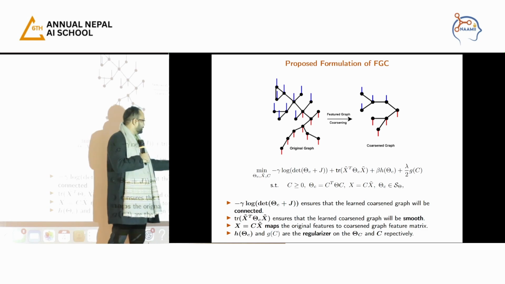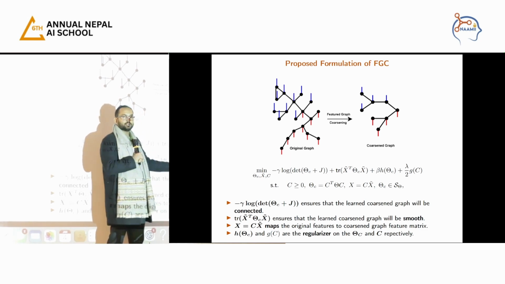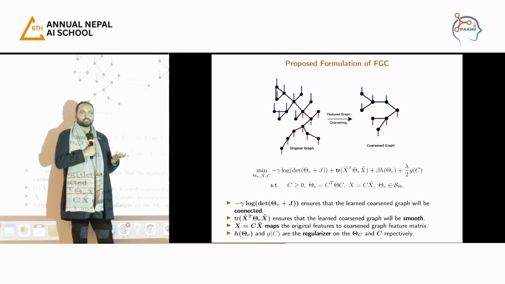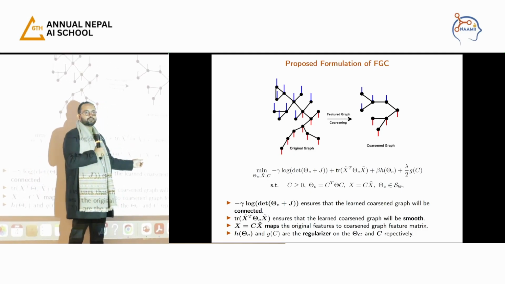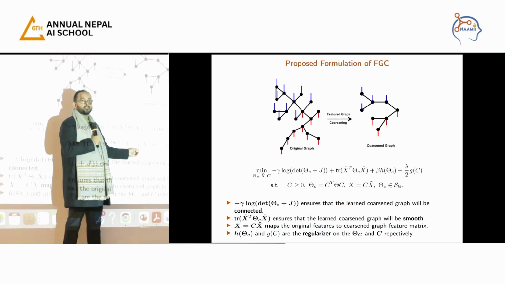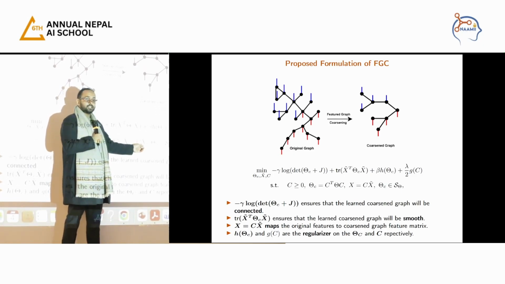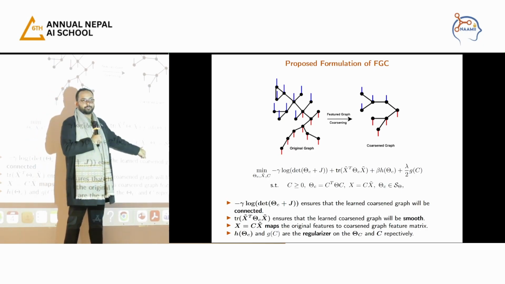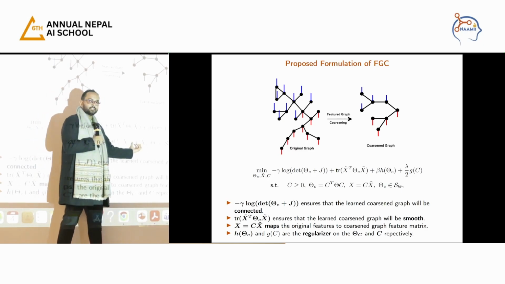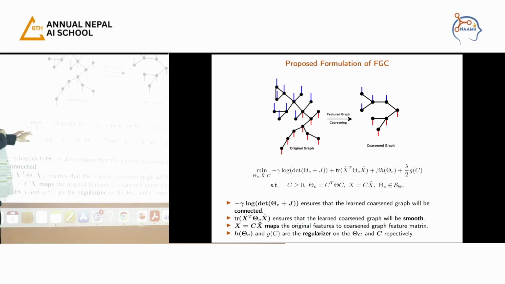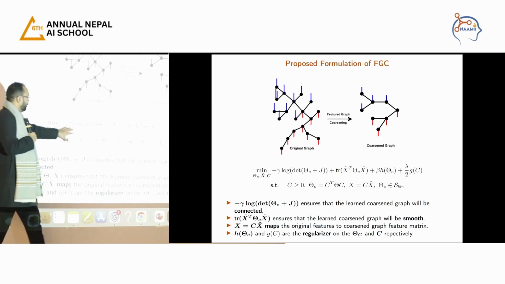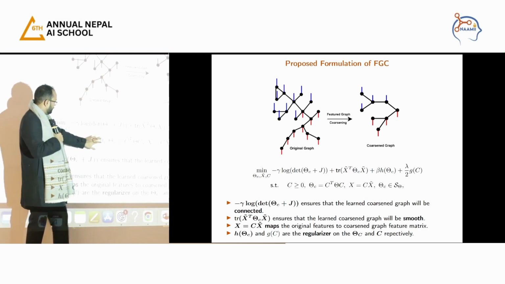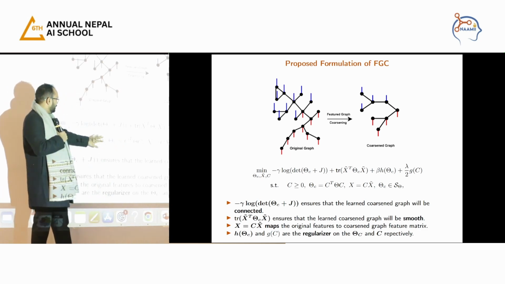And what should my features satisfy? x is N cross d, for example, N number of nodes with d dimensional features. C is N cross k. And x tilde is the reduced dimension feature, which should be k cross d. So my features should satisfy this. Now just look at this problem. Given theta, when I solve this problem, then just look at this.